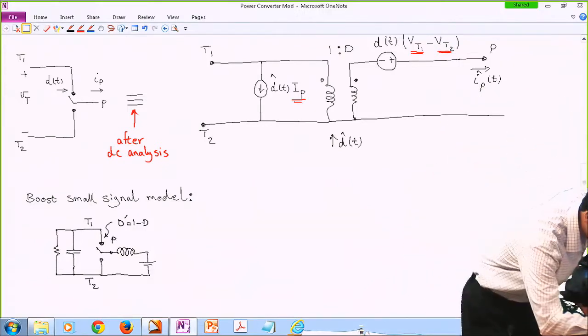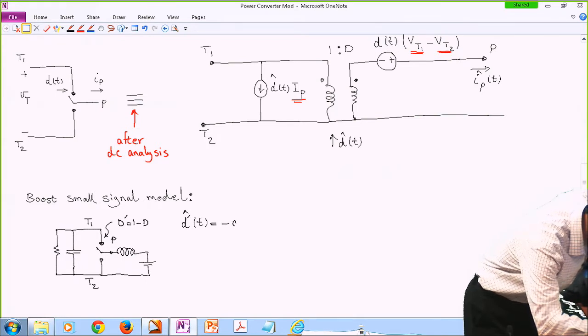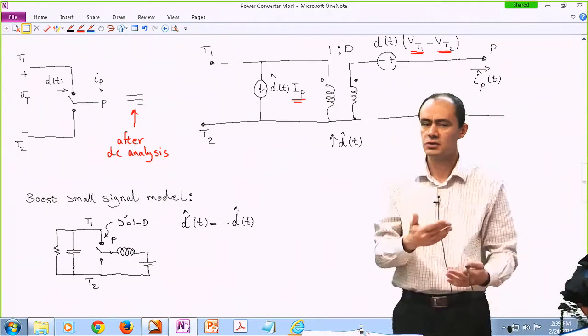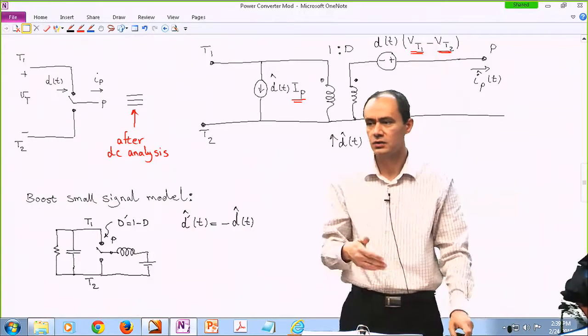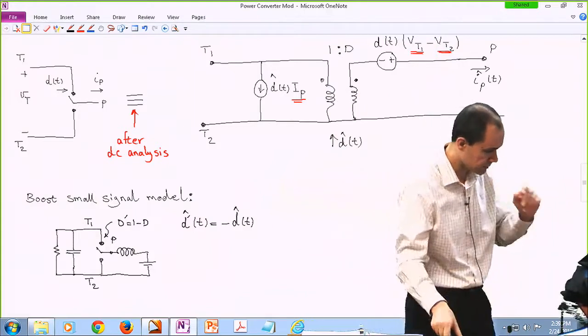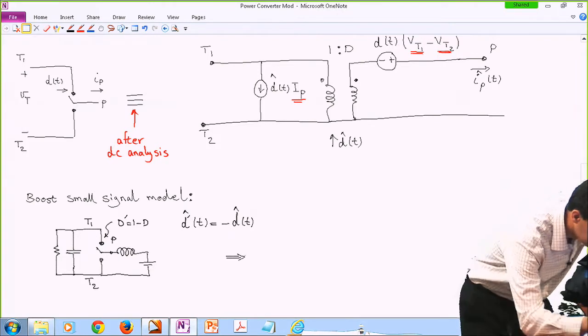The other thing that we have to remember is, if I perturb the duty cycle, and I perturb 1 minus the duty cycle, because 1 doesn't get perturbed, we realize this equation holds: perturbations in the duty cycle are the opposite of perturbations in D prime. In other words, if the duty cycle increases, 1 minus D decreases, so they're going opposite ways. So all I have to do is take a look at the top schematic and replace it over here.